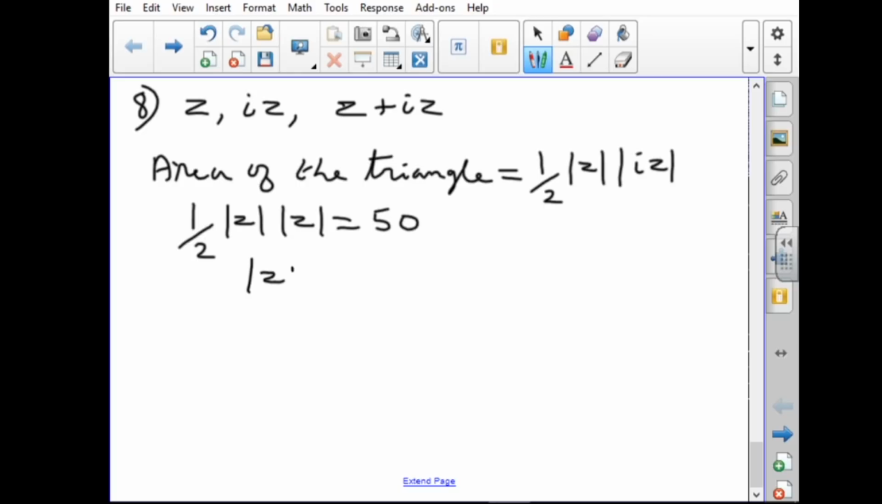So, modulus of Z square by 2 is equal to 50. Taking this 2 to the other side, it becomes 100. So, modulus of Z is equal to 10. We take only the positive square root. Therefore, modulus of Z is equal to 10. So, we have got the result.